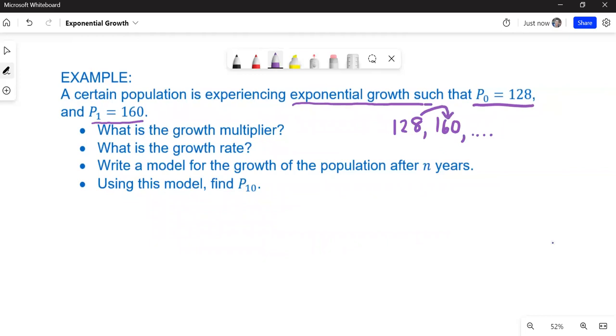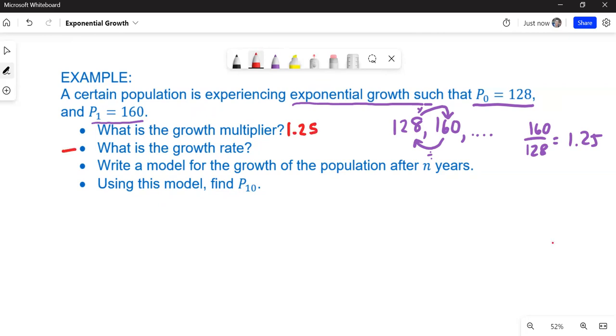If there's a growth multiplier to get from here to here, if there's something that takes us from there to there by multiplying, then we can use division to figure out what that is. We would divide going backwards. So we can just take 160 and divide it by 128 and see what we get. On my calculator, I get that to be 1.25. So our growth multiplier, that's the first answer, is 1.25.